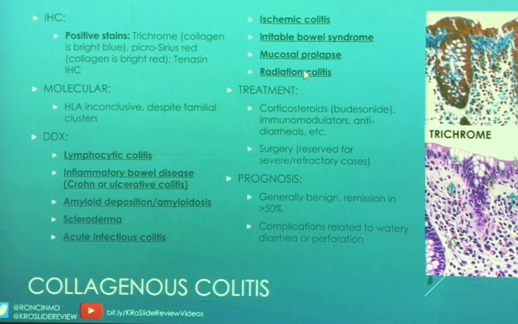So corticosteroids, immunomodulators. If they are refractory or it's a severe case, then they might want to look at surgery. And prognosis for these patients is generally benign, and they have complete remission in greater than 50%. In some instances, I think it approaches closer to 80 or 90%. But there can be complications associated with all that watery diarrhea. So you want to think about electrolyte imbalances, dehydration, all those kinds of things, which can also be very serious for patients. So that's your collagenous colitis.